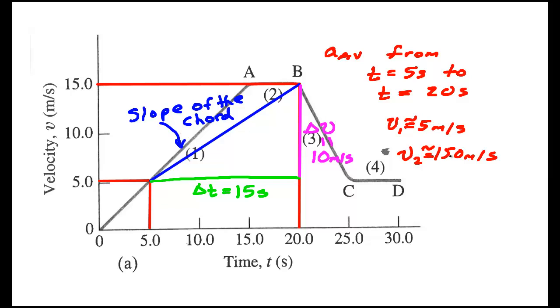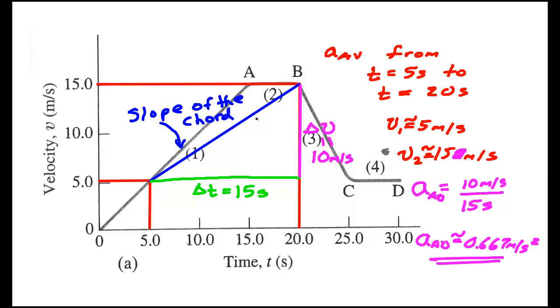By the way, sorry over here, but that should have only been 15 meters per second. My eyes playing tricks on me. So the slope, A average, should be 10 meters per second over 15 seconds. So A average is approximately, and we punch a calculator here, 10 divided by 15, that's going to be 2/3, 0.667 meters per second squared.